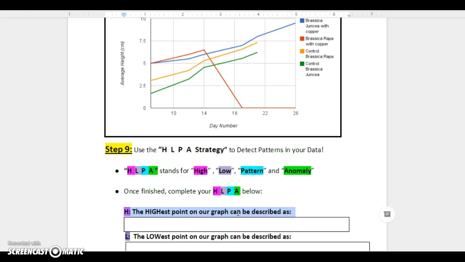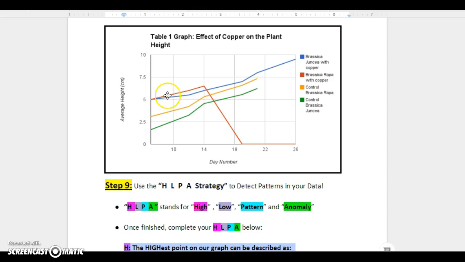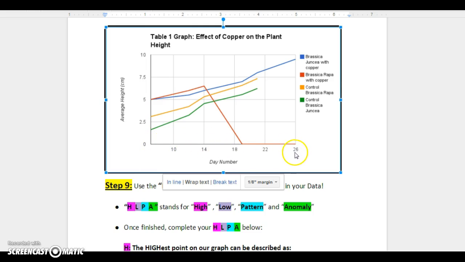H is the highest point on the graph. Looking at your graph, you want to find the highest point. In this case, you can see that the blue line, where my cursor is, is the highest point on the graph. The blue line represents Brassica juncea with copper. In this case, Brassica juncea with copper is the highest point because it shows that over 26 days, it grew to a height of about 10 centimeters.